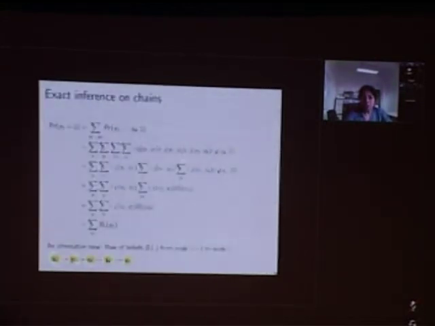Now there are many efficient algorithms for doing this. Actually, there are alternative kinds of queries.